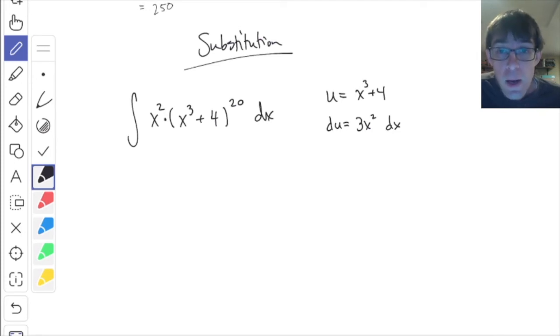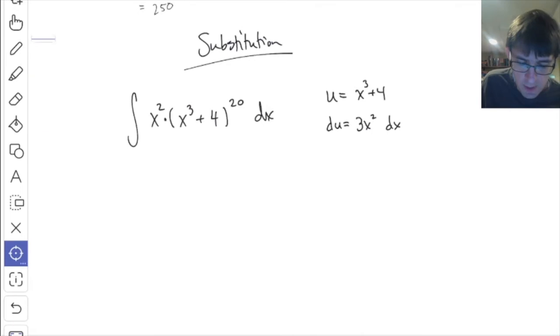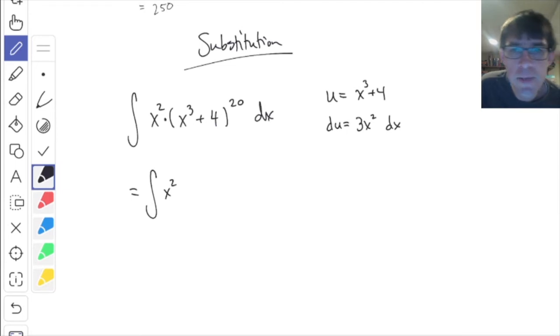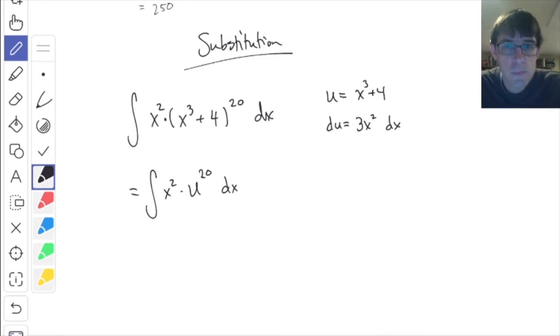What next? We have chosen the u and the du. Now we should try to do the substitution. The substitution involves rewriting this thing, simplifying the stuff inside here so that it's all in terms of u rather than x. I'm going to do this in a few steps. I'll leave the x squared like it is for now. I'm going to replace x cubed plus 4 with u because that was the whole purpose of this substitution, to make that thing equal to the u. And now this becomes u to the power 20, because that stuff to the power 20 is u to the power 20.